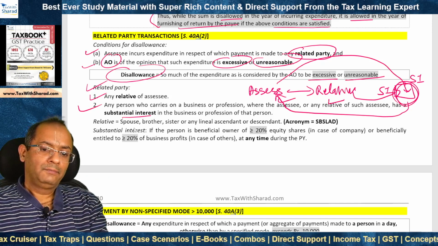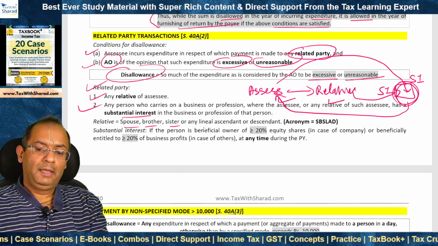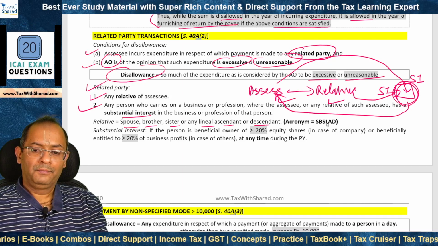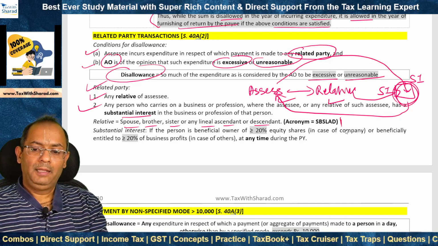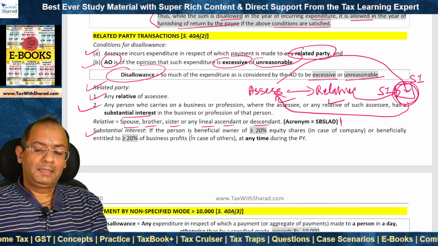Now who is a relative? Relative means spouse, brother, sister, or any lineal ascendant or descendant. You can use the acronym SBS LAD for quick learning. And what is the meaning of substantial interest?